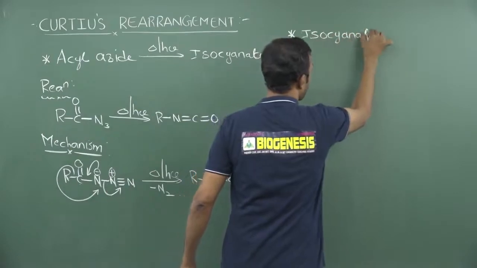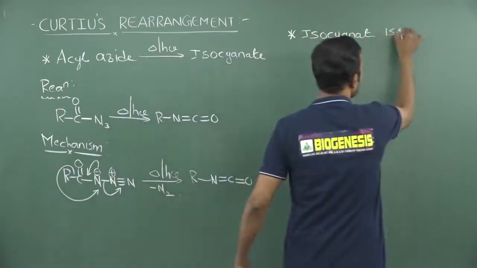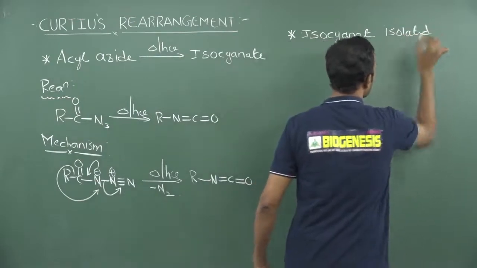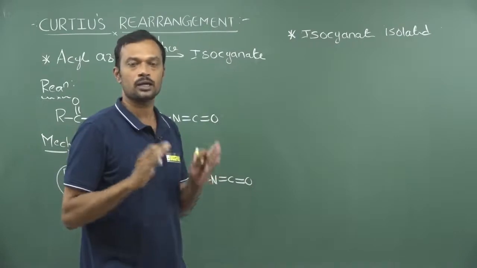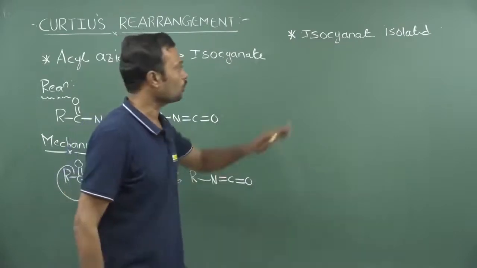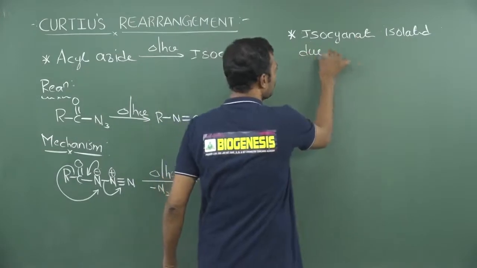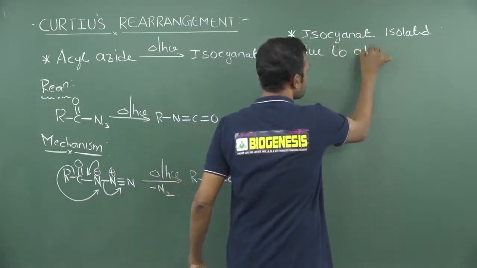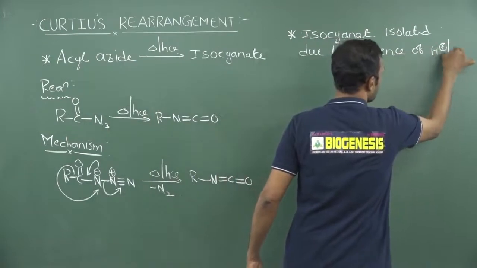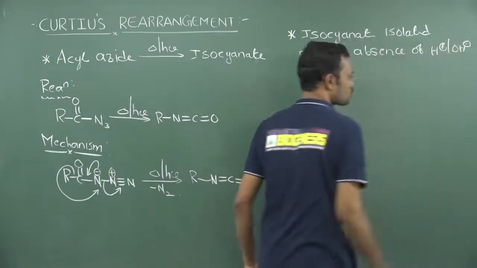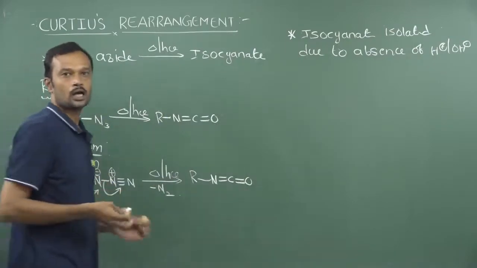Isocyanate is completely isolated. Why is it isolated? What is the meaning of isolation? Isolation is nothing but identified, trapped, which can be easily observed. That is called isolation. Isocyanate is isolated. Why? The key reason is that here we are using neither acid medium nor basic medium. We are not using any acid or basic medium, that's why it is completely isolated.